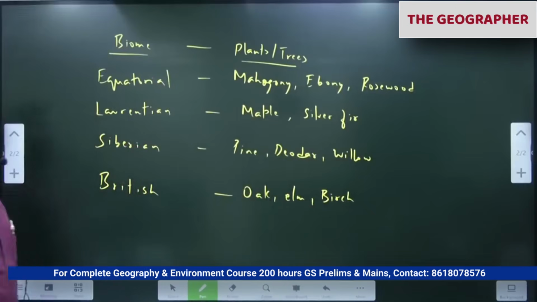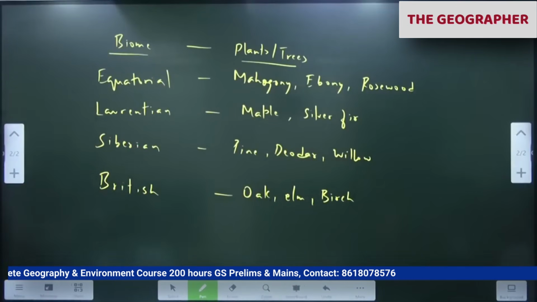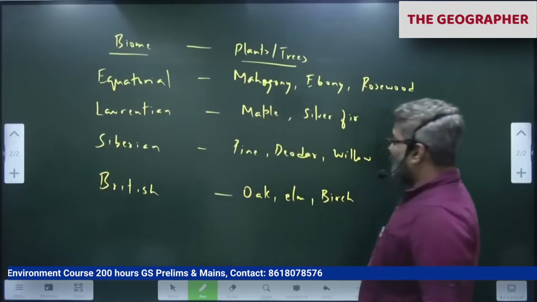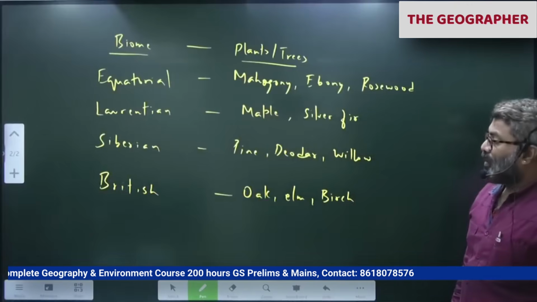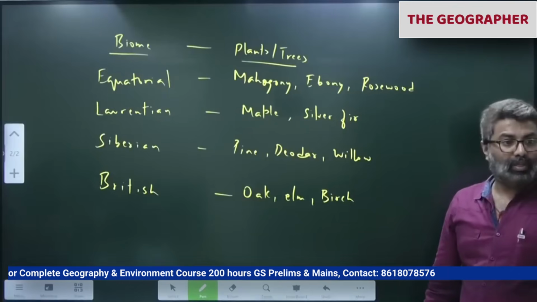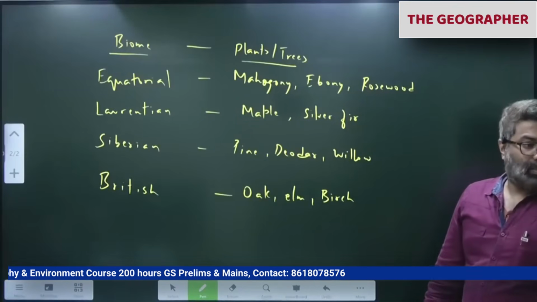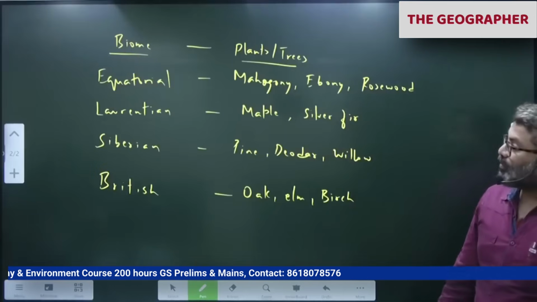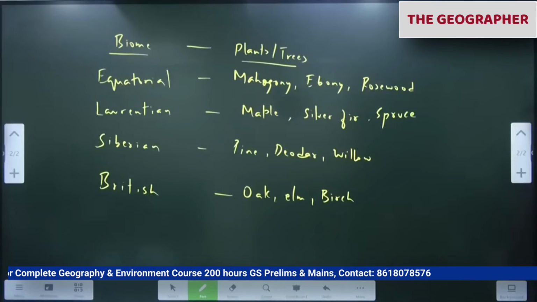Equatorial, you can see rosewood, mahogany, ebony. Laurentian type, maple, silver fir. Siberian, pine, deodar, willow. British type, oak, elm, birch. Like this, they can ask one match the following question on vegetation, like the one we saw in the question paper. So if they ask, you should be able to answer.